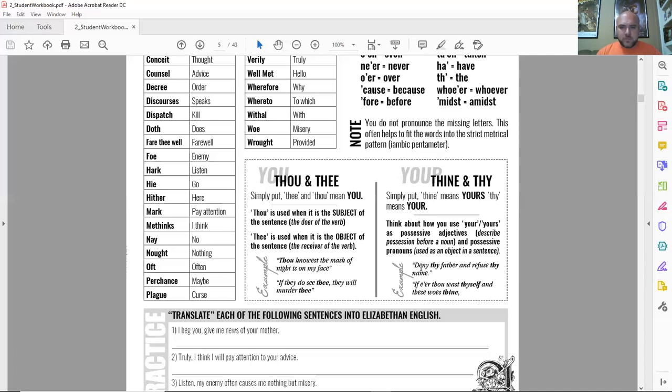So, deny thy father and refuse thy name. So, your father, your name. If e'er thou wast thyself, then these woes thine. So that's like possessive. So it's yours. So your is thy, your or yours is thine.